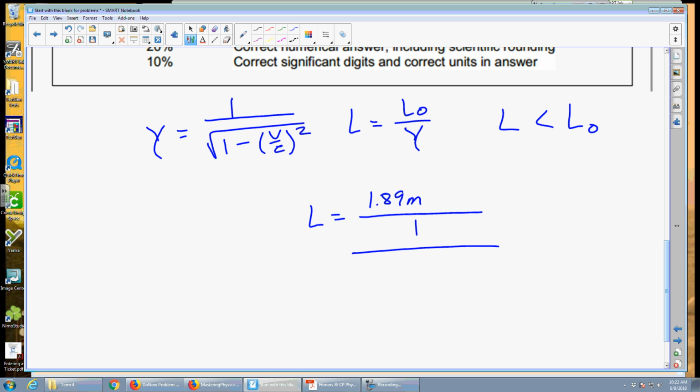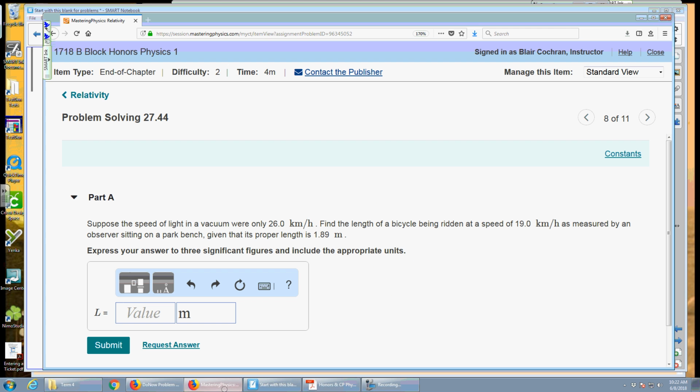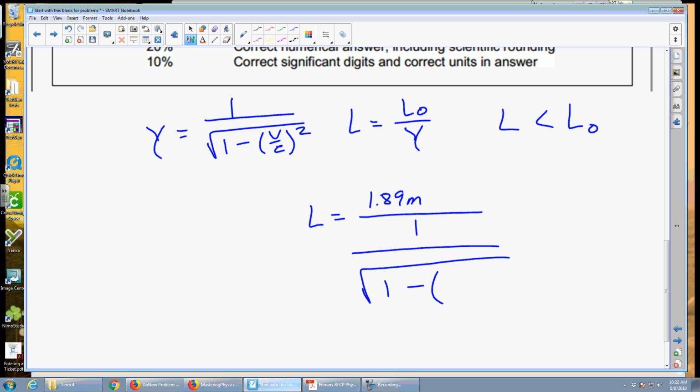And it's just 1 over the square root of 1 minus, and my velocity, 19.0 kilometers an hour, over my 26.0 kilometers an hour, squared. Yay, all numbers on one side, one variable on the other. Done.